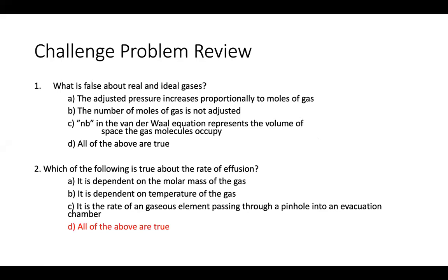So A says the adjusted pressure increases proportionally 2 moles of gas. And what I really was trying to reference here, and again, only you guys will know if I did an okay job of this or not, was our van der Waals equation, right? Our adjusted pressure is equal to our measured pressure P plus a, which is just some constant or some number they would give you, times n squared divided by V squared. Okay, and it was kind of alluding to that.